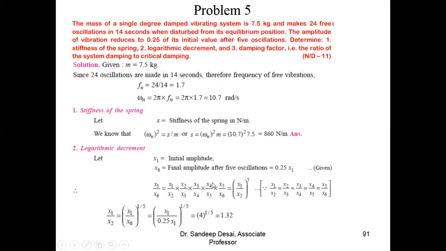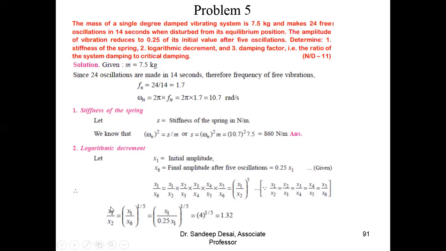So which means that x1 by x6 is equal to (x1 by x2) raised to 5, because x1 by x2 is equal to x2 by x3 is equal to x3 by x4 is equal to x4 by x5 is equal to x5 by x6. Let us use this information here, and therefore x1 by x2 is equal to (x1 by x6) raised to 1 by 5.